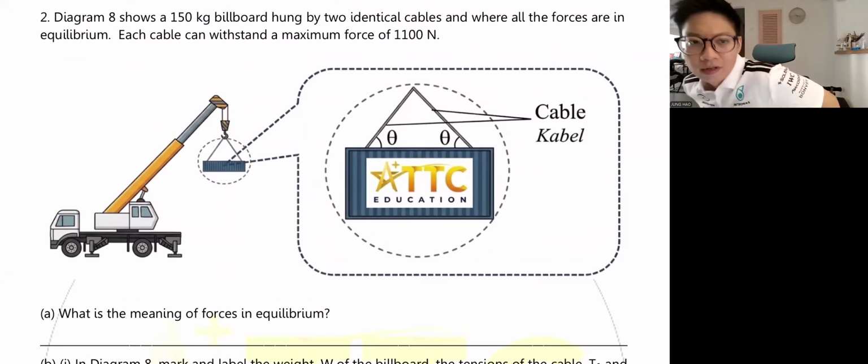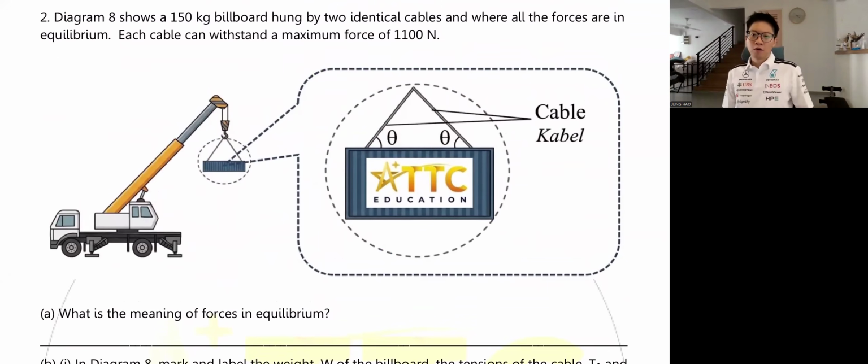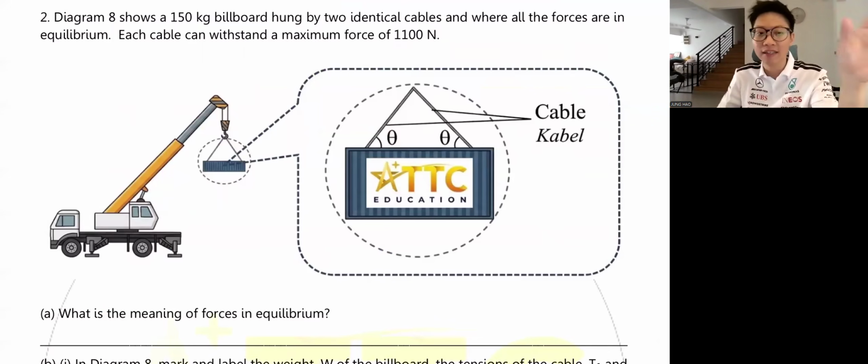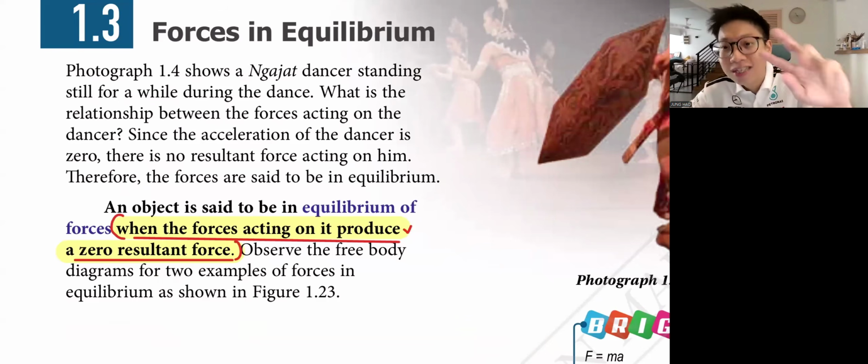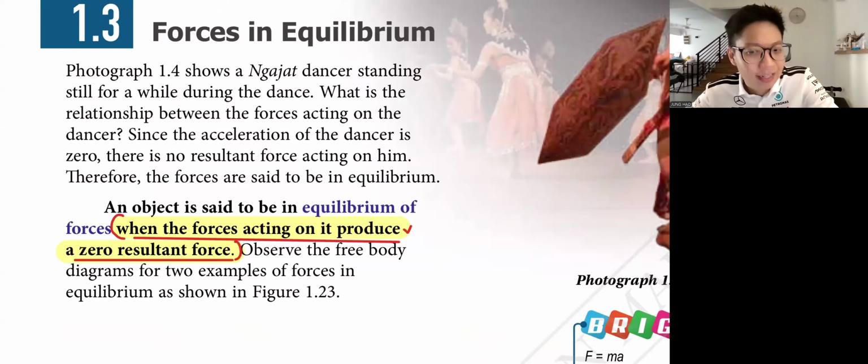Okay, last time, for forces in equilibrium, we would usually just say something like, oh, there will be no force, there will be a zero force. Now, I want you all to use the answer that's given in the textbook. Equilibrium of forces is when the forces acting on it produce a zero resultant force. Guys, I do not accept no force lah, no resultant force, cannot. Forces acting on it produce zero resultant force. So please write this down right now.